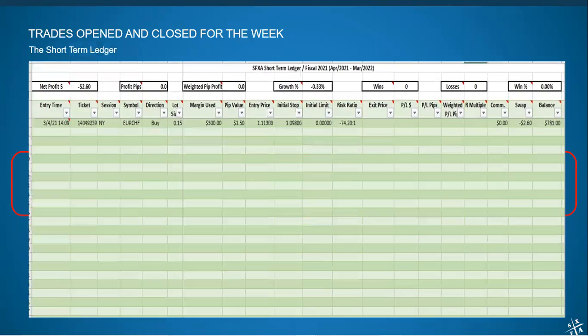And the short-term ledger, also no change from prior week, same trade open, and the only change is the swap cost, the cost of holding a trade open. It's sort of like an interest you get charged by the broker for every day that the trade remains on the books. So that column next to last is the one that records that cost.